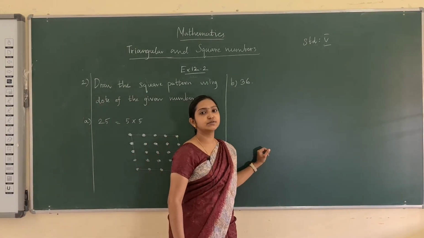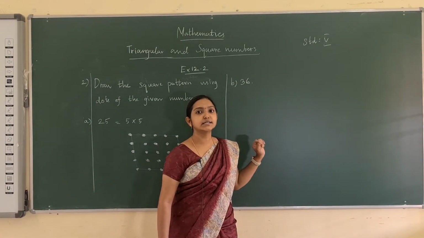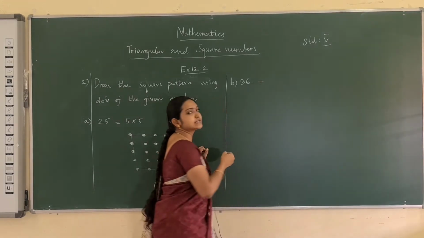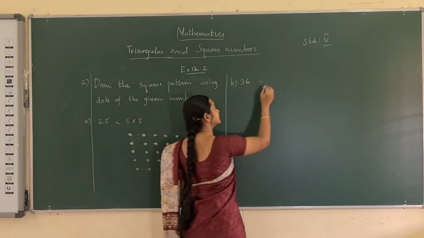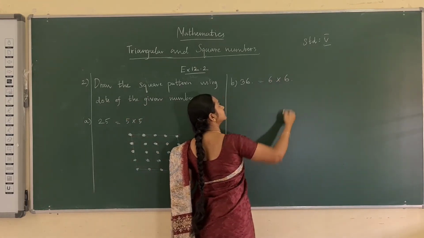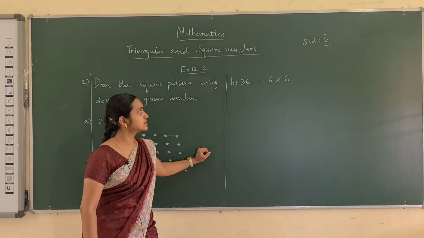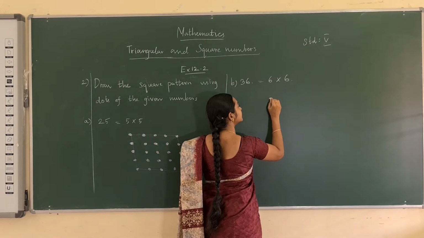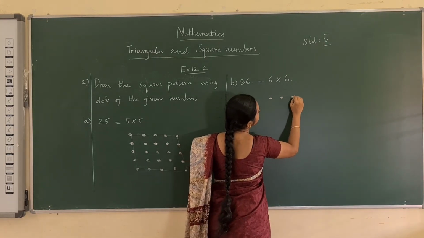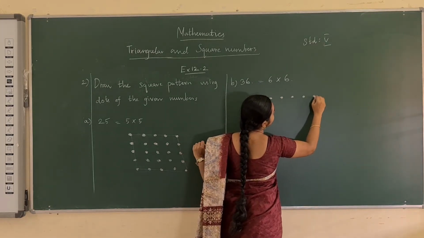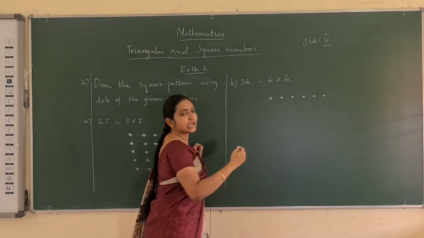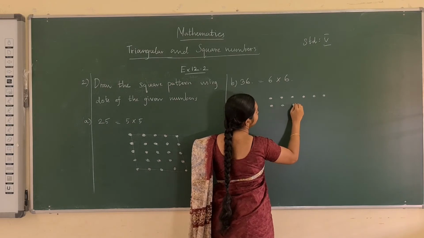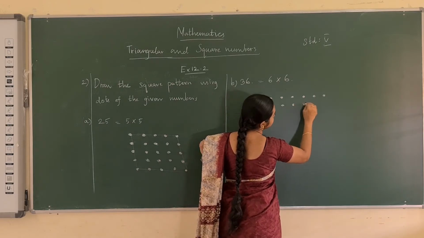Next we are going to use 36 dots to represent a square pattern. 36 is nothing but 6 into 6. So we have to use first 6 dots. Below that we have to keep another 6 dots. Like this you have to keep dots in 6 rows.